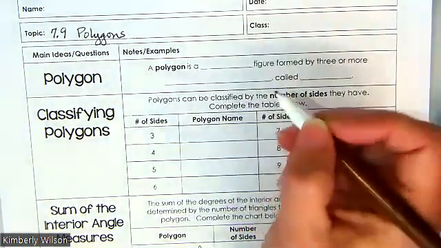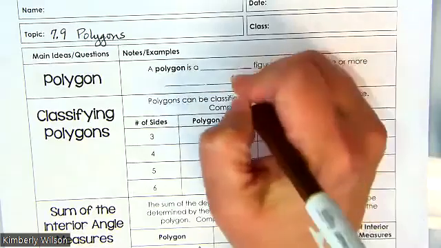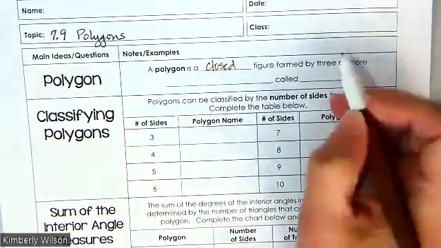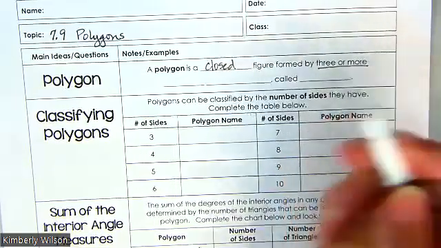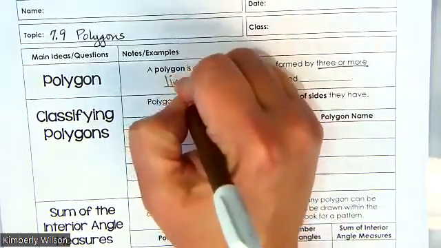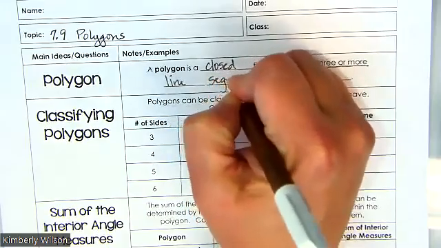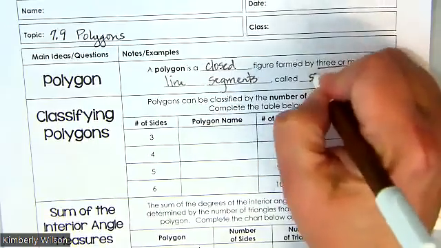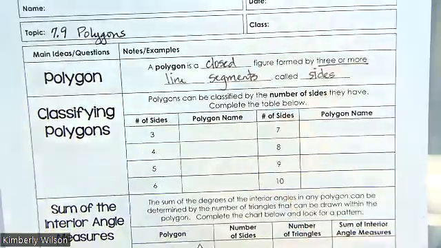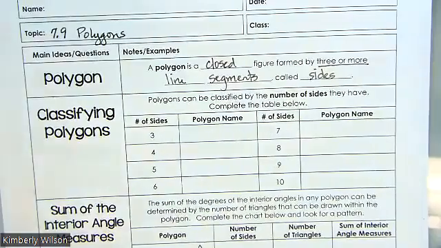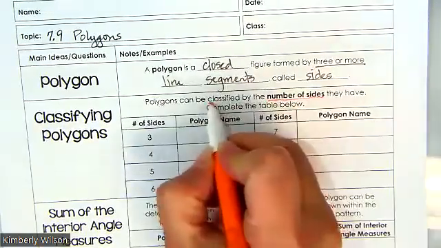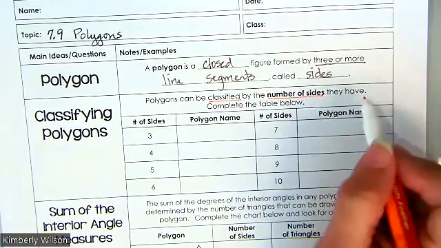So let's get started. A polygon is a closed figure formed by 3 or more line segments called sides. Let's classify several. Polygons can be classified by the number of sides they have.